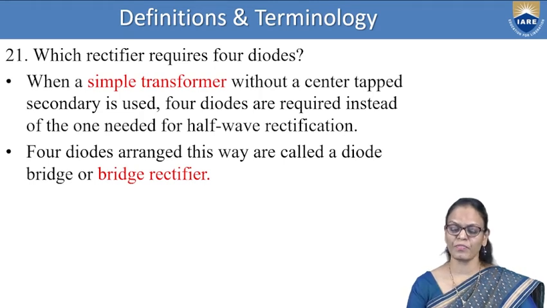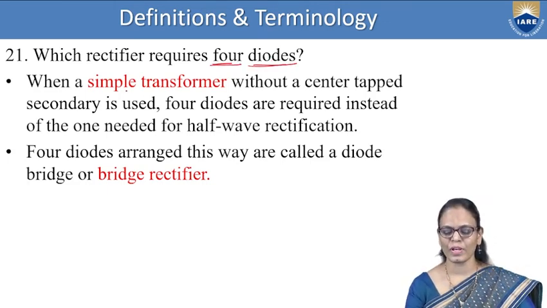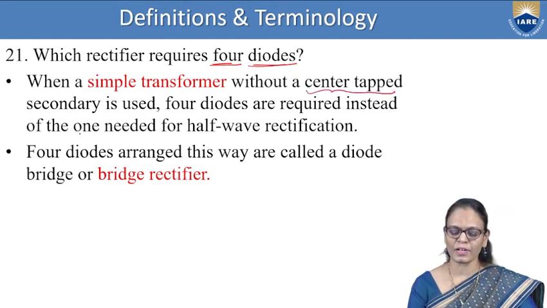Now, which rectifier requires 4 diodes? Where are we seeing these 4 diodes? Which type of rectifier? When a simple transformer without a center tapped secondary is used, 4 diodes are required. So in a transformer, we may need 4 diodes if we are not using a center tap, instead of the one diode needed for half wave rectification.